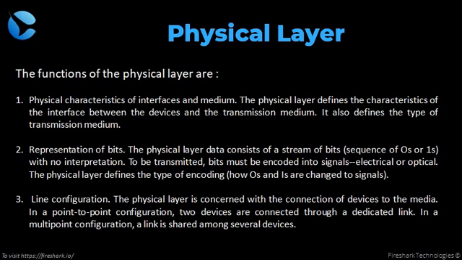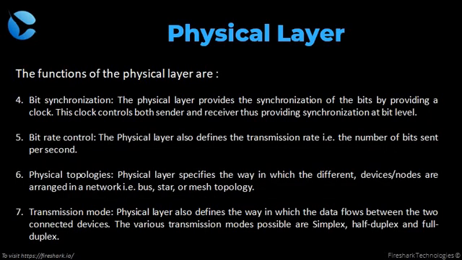Next, line configuration. The physical layer is concerned with the connection of devices to the media. In point-to-point configuration, two devices are connected through a dedicated link. In multi-point configuration, a link is shared among several devices. So this was the configuration which we were talking about. Now, next, functions of the physical layer. We have seen three functions.